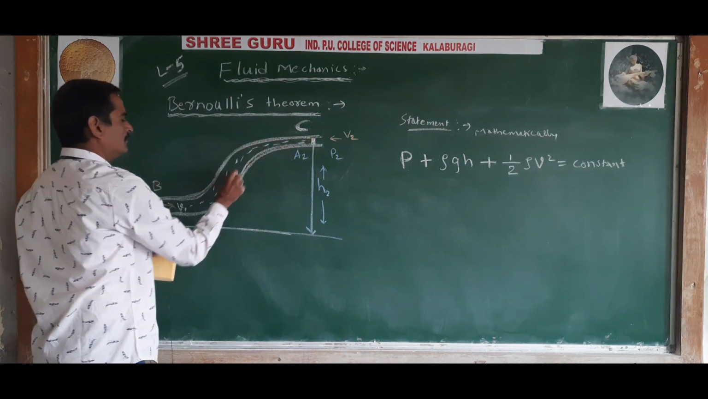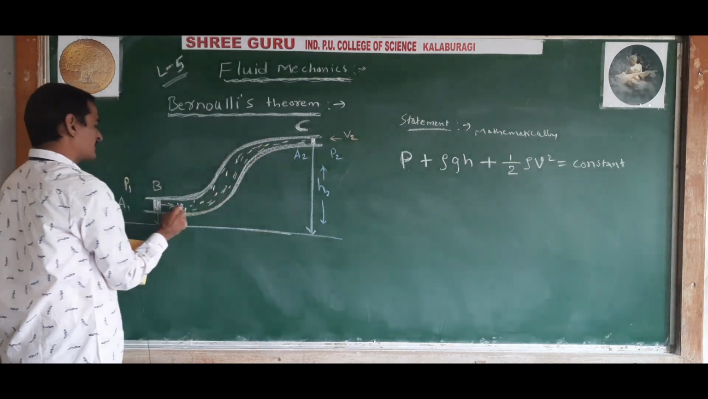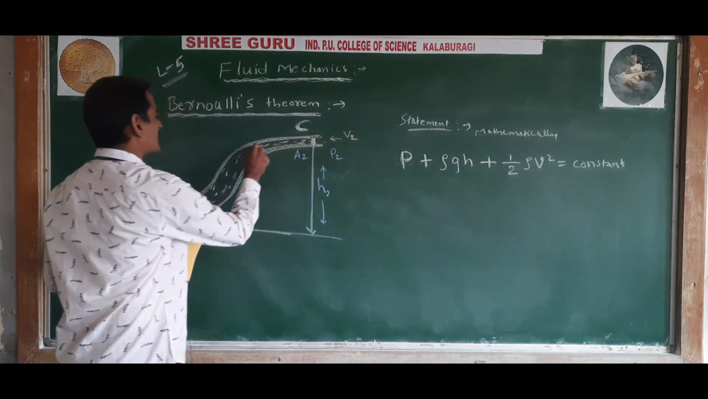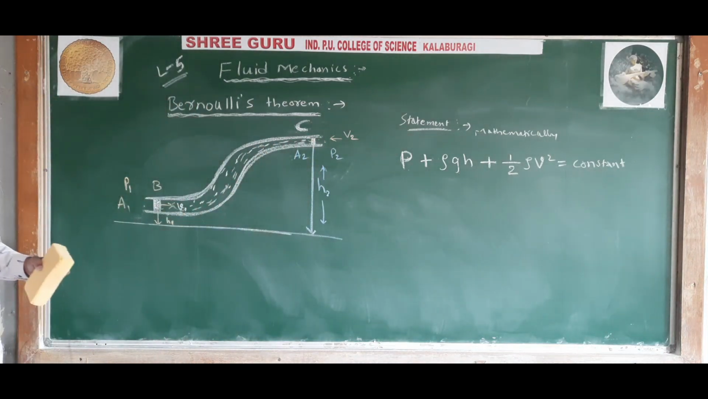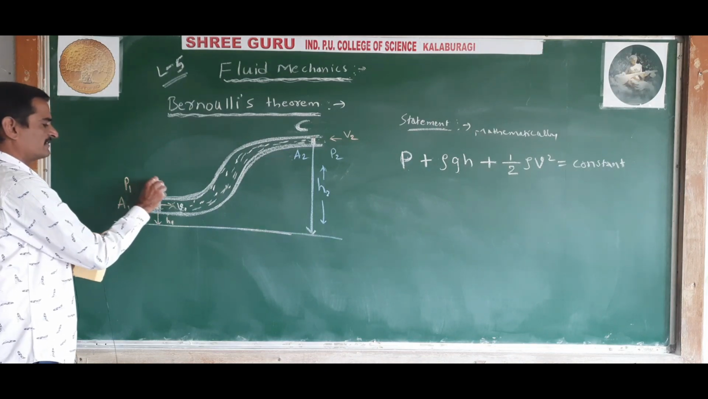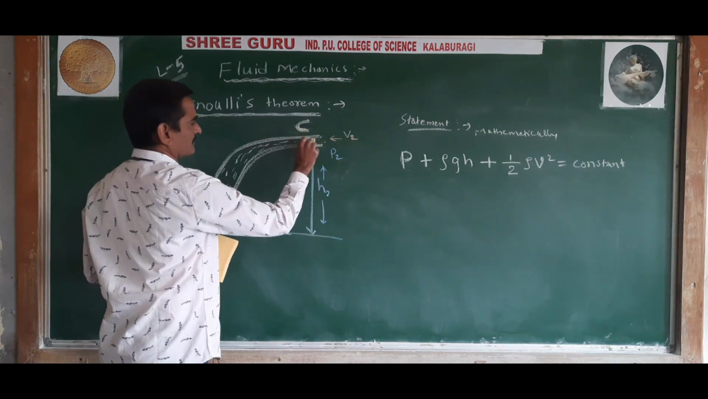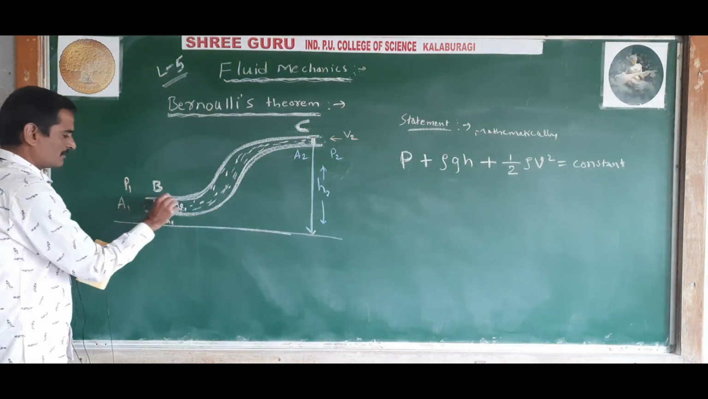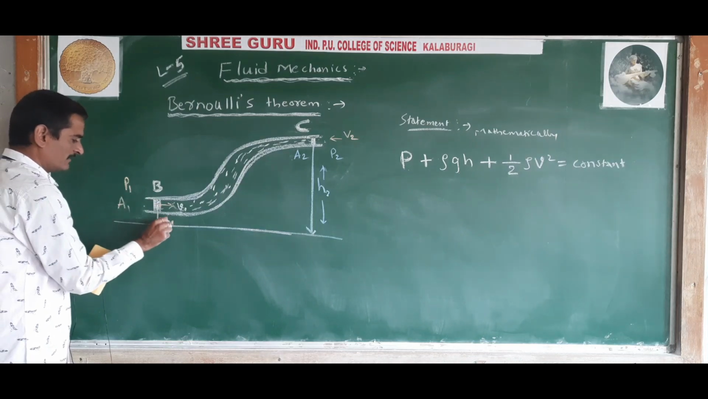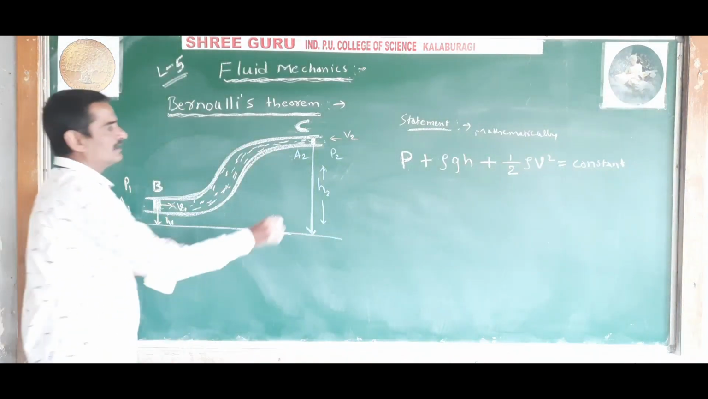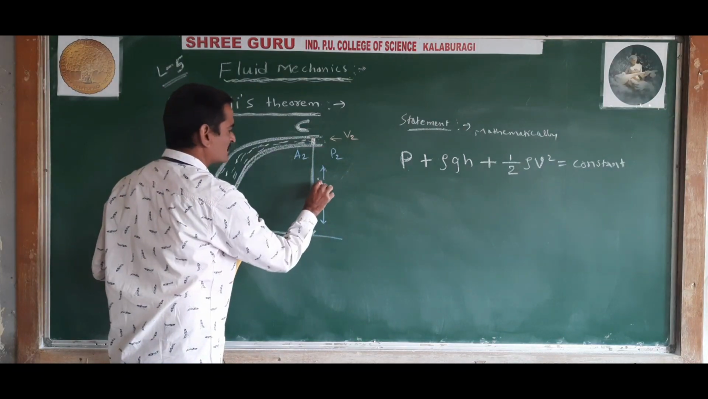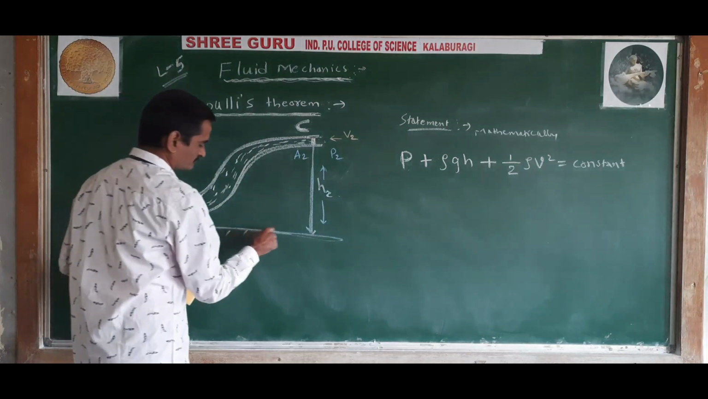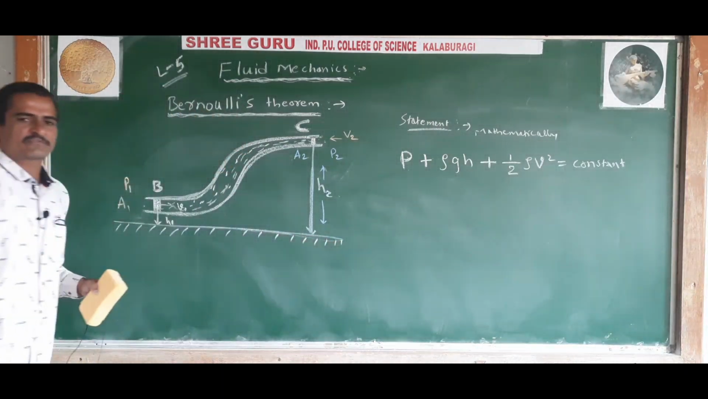Consider an ideal fluid flowing. Ideal fluid means incompressible, non-viscous fluid, a liquid flowing through a tube of variable cross-section. Let this end of the tube be B and this end be C. The end B is at a height H1 and the end C is at a height H2 from the reference level, or from the ground.